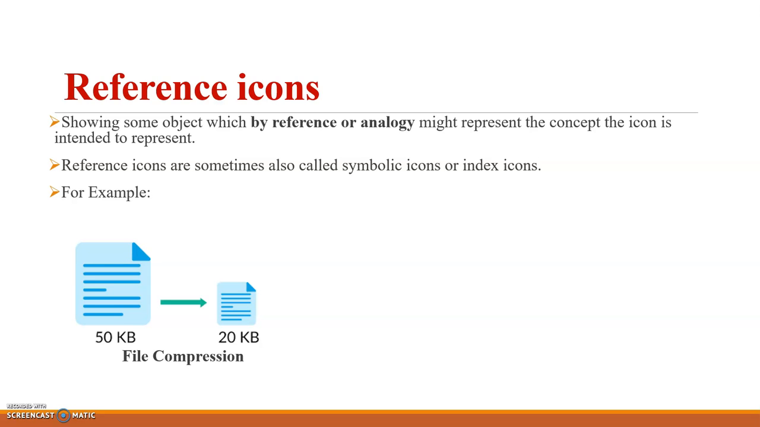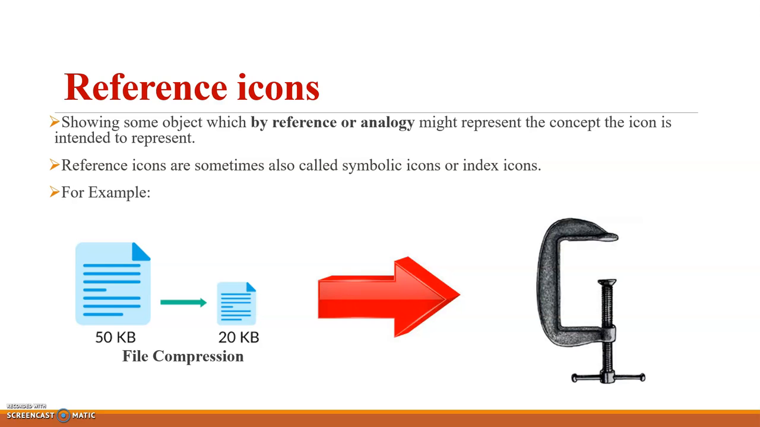The motto behind giving the example of file compression is that you can see that in the first figure, the file is compressed from 50 KB to 20 KB. So this is the example of a resemblance icon. But I want the example to be a reference icon. So the same can be shown as a clamp. So using a picture of a clamp to represent a file compression utility.